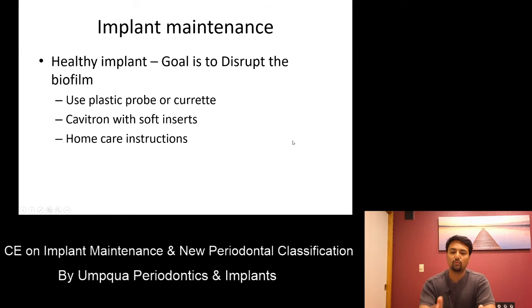Okay, so as hygienists and periodontists, what we want to know is how do I maintain these implants once they are restored. If it's a healthy implant, no probing depths more than 6 millimeters, no bleeding on probing, all we want to do is to disrupt the biofilm. That's our goal. You can use a plastic probe or plastic curette, Cavitron with soft inserts. Those tools would do perfectly fine. You don't need to scrape a lot if the implant is healthy and the tissues are tight. You just want to disrupt the biofilm.